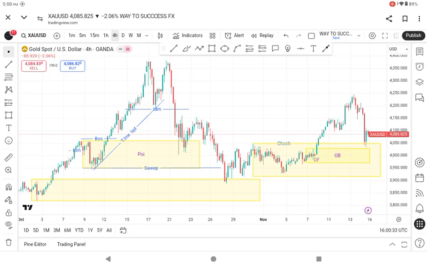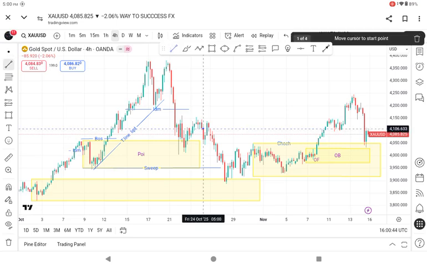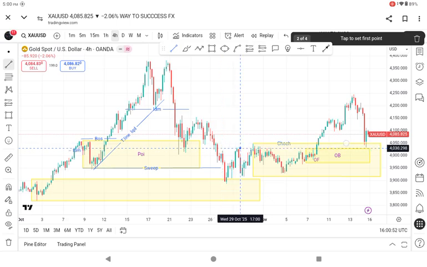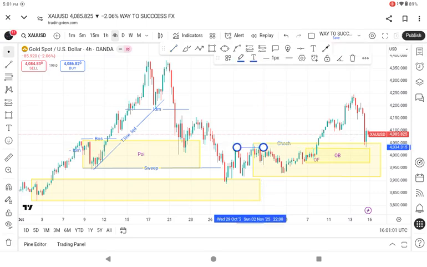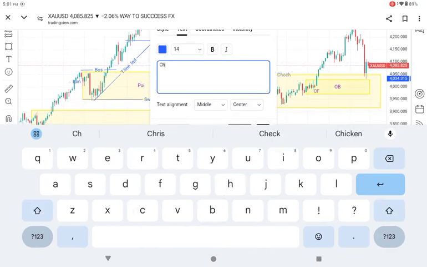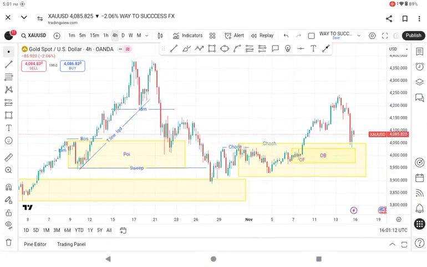We have price start to print higher highs to the upside, breaking structures to the upside. We have our first change of character at this level. So this is H4. Our first change of character happened at that level, and price continued pushing up.